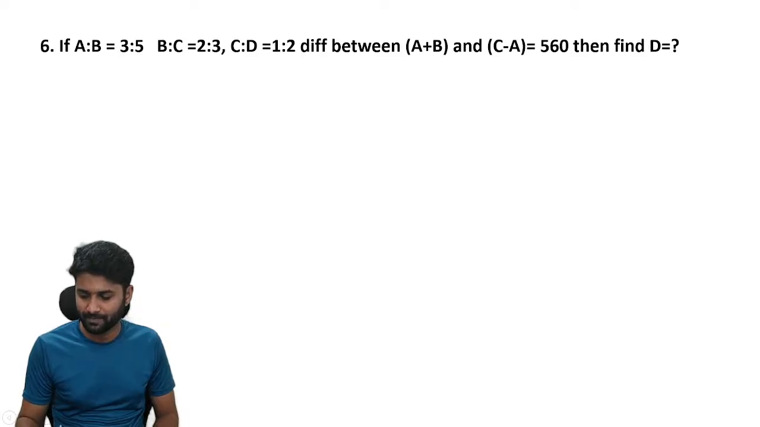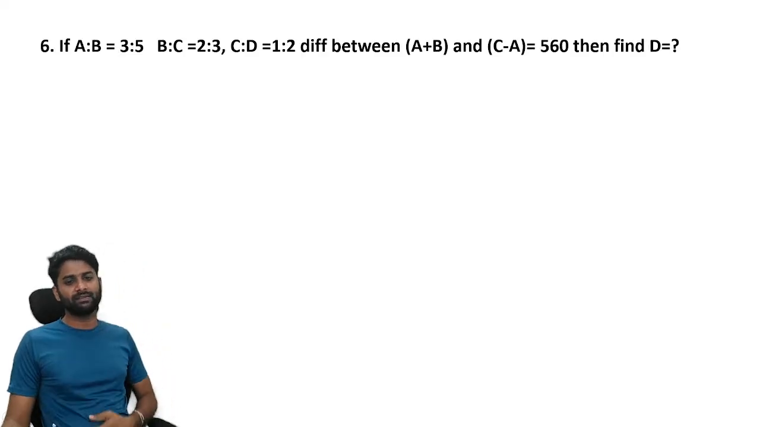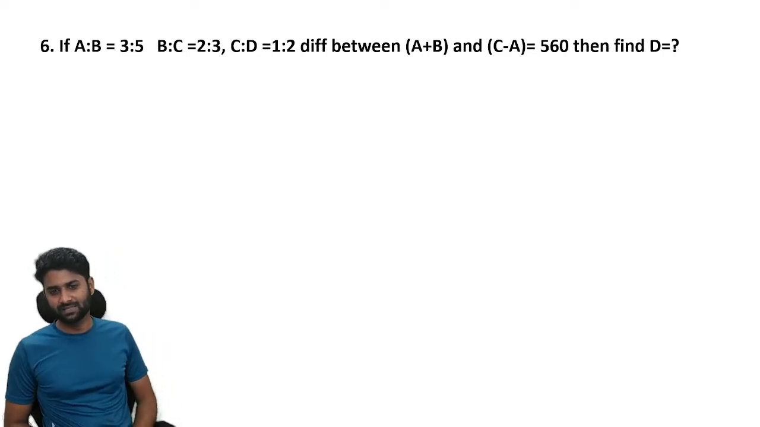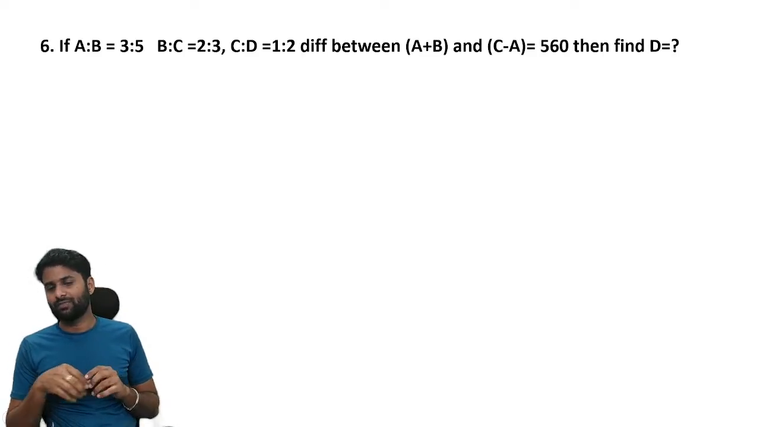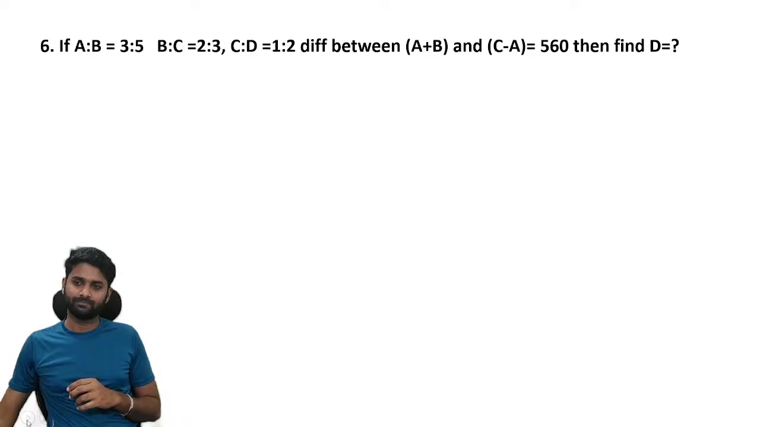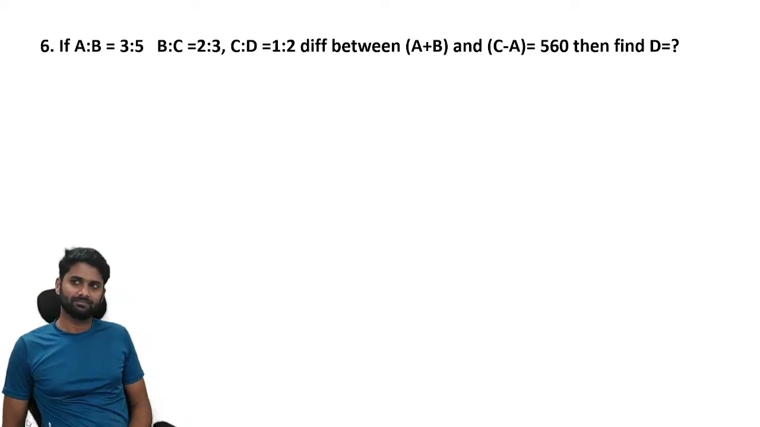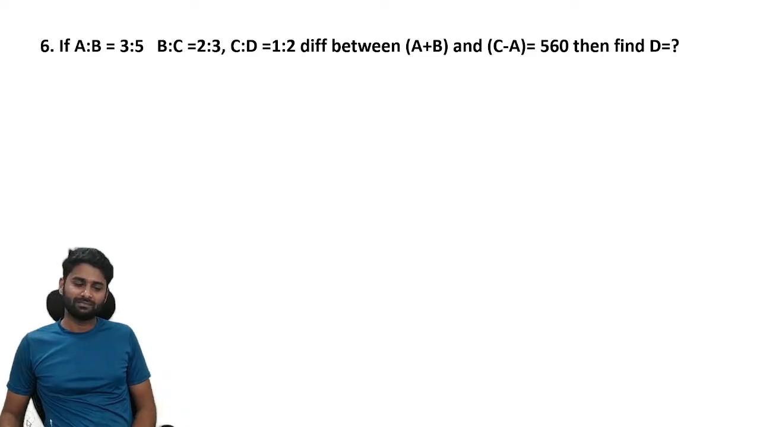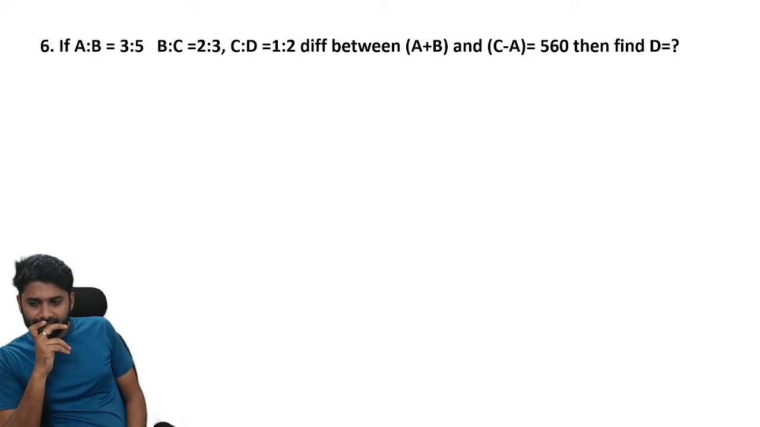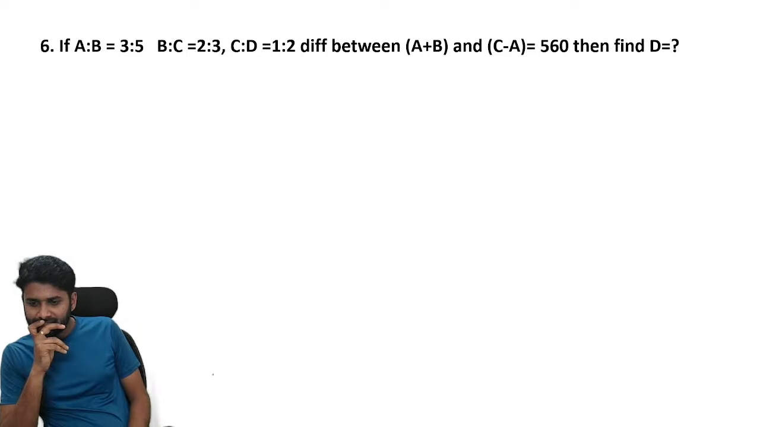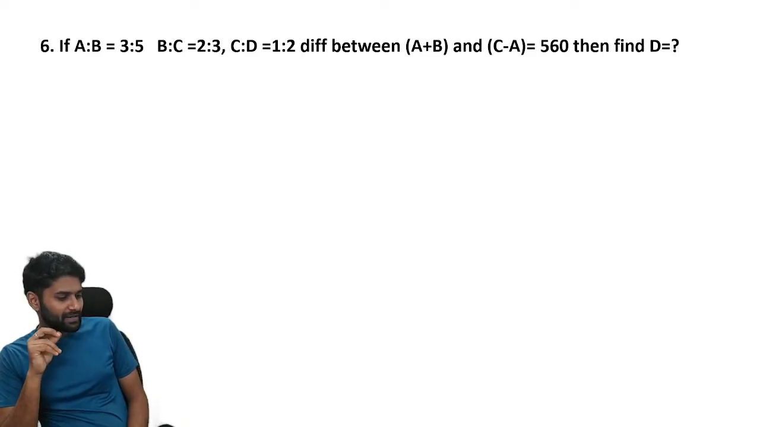Next. Answer this question. A, B, B, C, C, D given. Find the difference between A plus B and C minus A. The difference between these values is 560. Now you have to identify what is the D's value. Find the value of D.